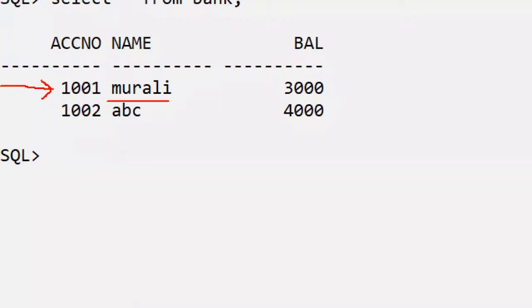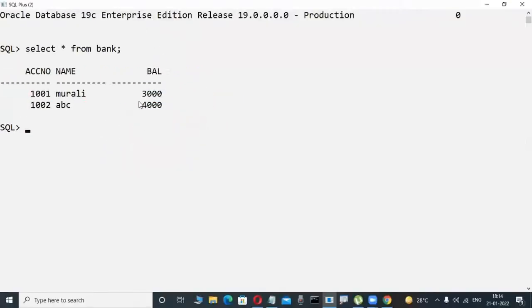My name is Murali. I'm an account holder. My balance is how much? Yes, 3000 is there. Observe here, my balance is 3000, for example. Now check out this scenario. Slowly observe it here.